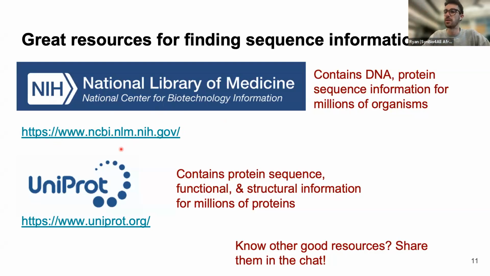And then another great resource would be Uniprot, which has protein sequence information and also functional information about these proteins and structural information. So it can tell you where in the cell it's expressed. It can tell you, like if it's an enzyme, what the product of the enzyme is. It can tell you stability things. And so it can do a lot of the information for characterizing a protein for you without you having to do it.